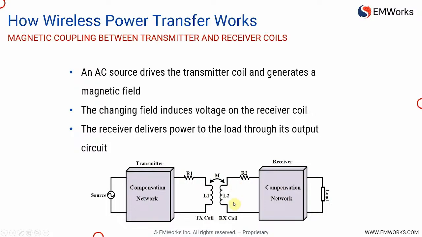in it. To improve efficiency, both coils are usually tuned to the same resonant frequency, which strengthens the magnetic coupling between them. Once the voltage is induced, the receiver coil can deliver power to the load, either directly or through a simple power conditioning circuit. Overall, the strength of power transfer depends on factors like coil distance, alignment, and coil geometry.